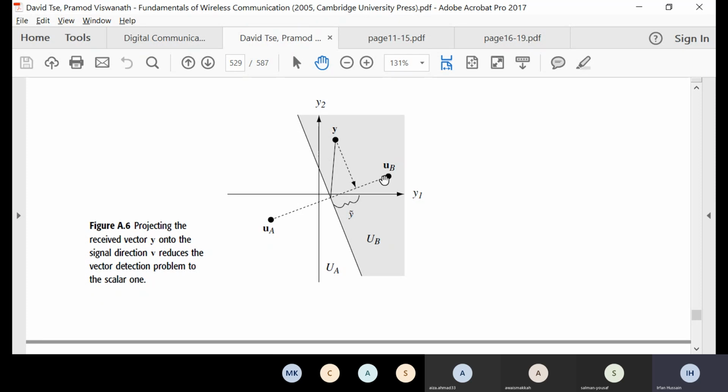So we are projecting Y onto this line. Here he has taken UA minus UB, so this will actually be a vector going from UB to UA. We are just projecting this Y onto this vector. This is what we are doing here. So we can say that we are actually viewing the received vector in a different orthonormal basis.